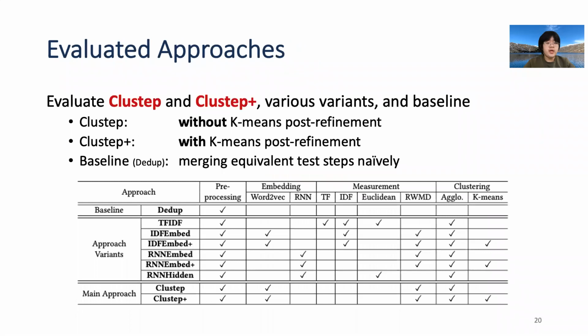With the ground truth, we evaluate our main approach ClassDep and ClassDep Plus along with some variance and the baseline. Here, the ClassDep is the approach without the k-means post-refinement. In other words, it skips the last stage of the pipeline, while ClassDep Plus is the approach with the k-means post-refinement.